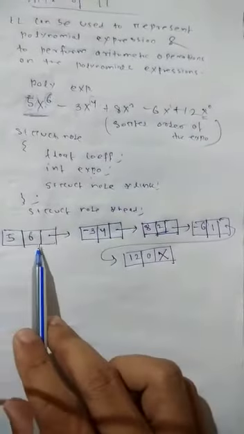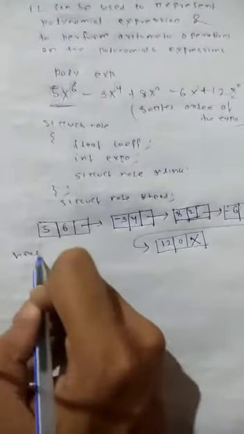So I can represent this polynomial in this way. There are three parts: one is coefficient, another is exponent, another is the link part to store the address of the next node, and as usual head is there to store the address of the first node. So this is the representation of the polynomial using a linked list.